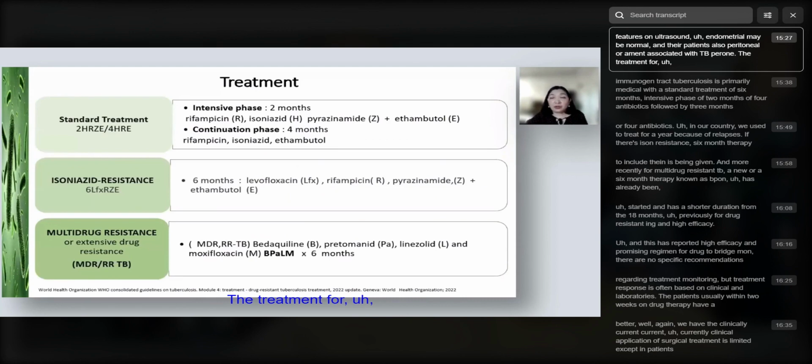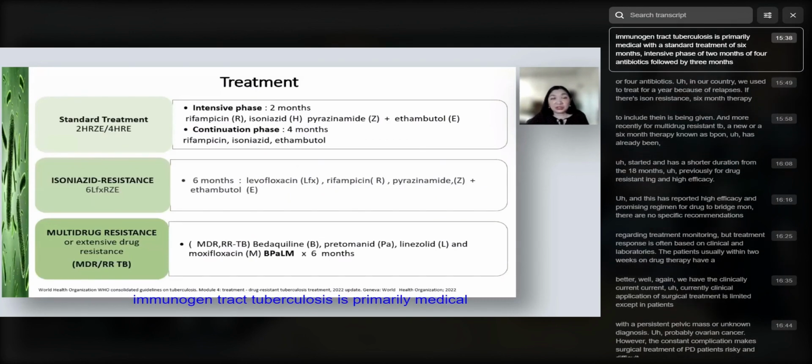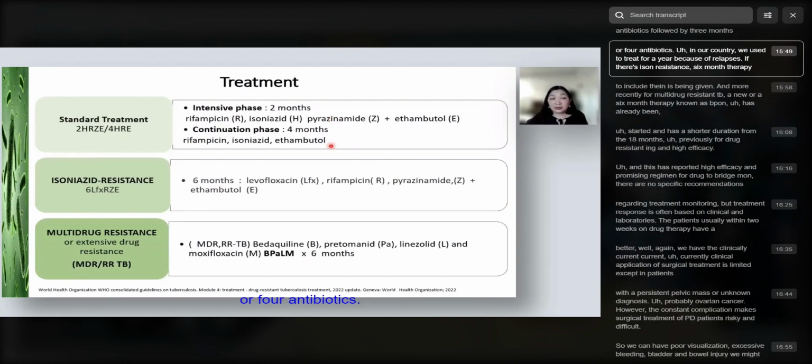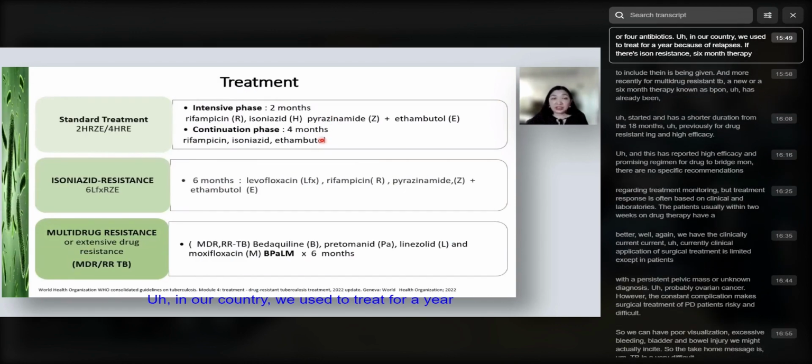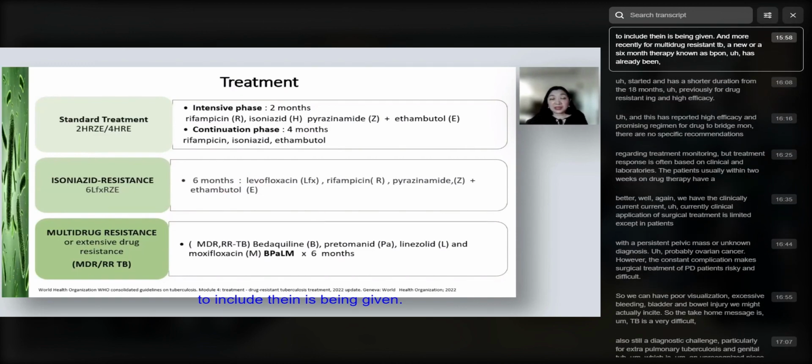The treatment for female genital tract tuberculosis is primarily medical, with a standard treatment of 6 months: an intensive phase of 2 months of 4 antibiotics, followed by 4 months of antibiotics. In our country, we usually treat for a year because of relapses. If there's isoniazid resistance, a 6-month therapy to include levofloxacin is given.